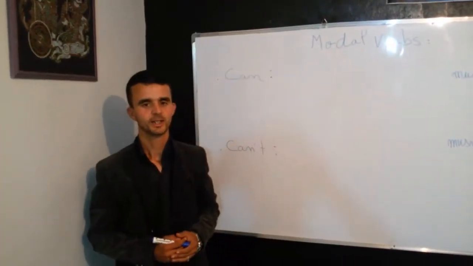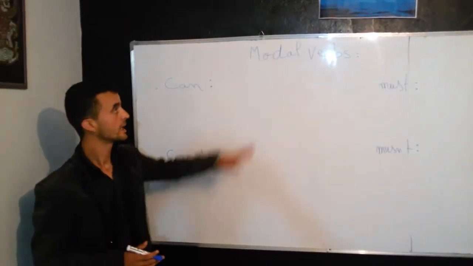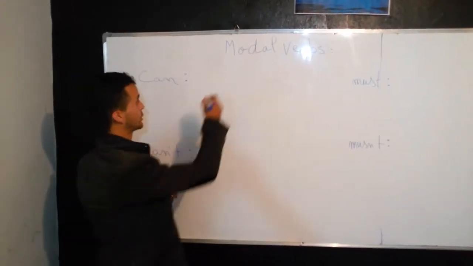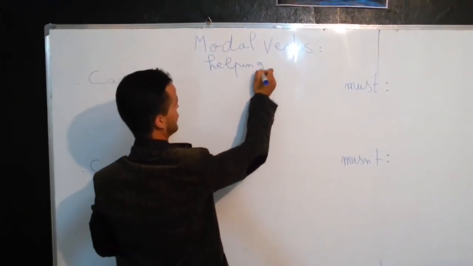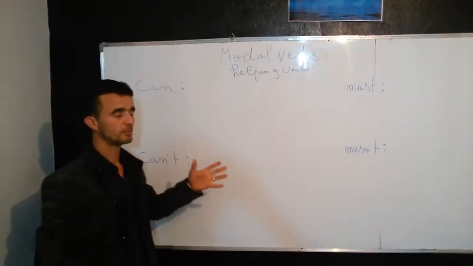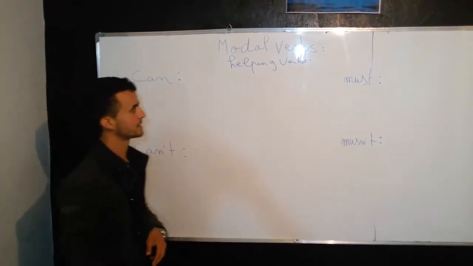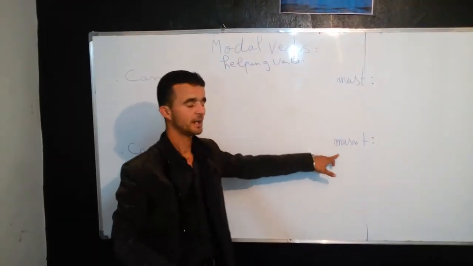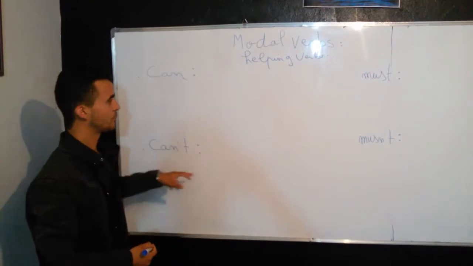Hi everyone, today we will be looking at modal verbs or helping verbs. We could also call them helping verbs or auxiliary verbs. We are going to see the form and the usage of can, can't, must, and mustn't. So let's first begin with the form of these modal verbs.